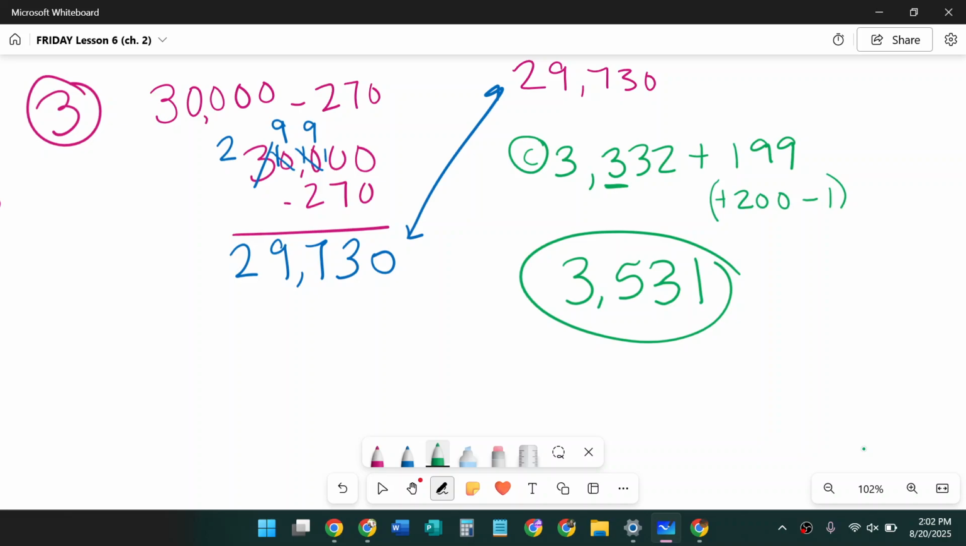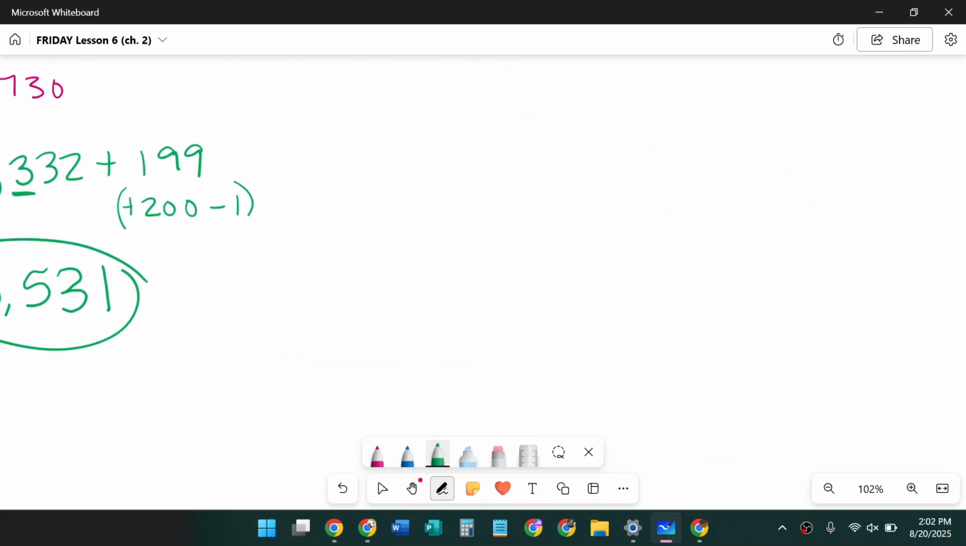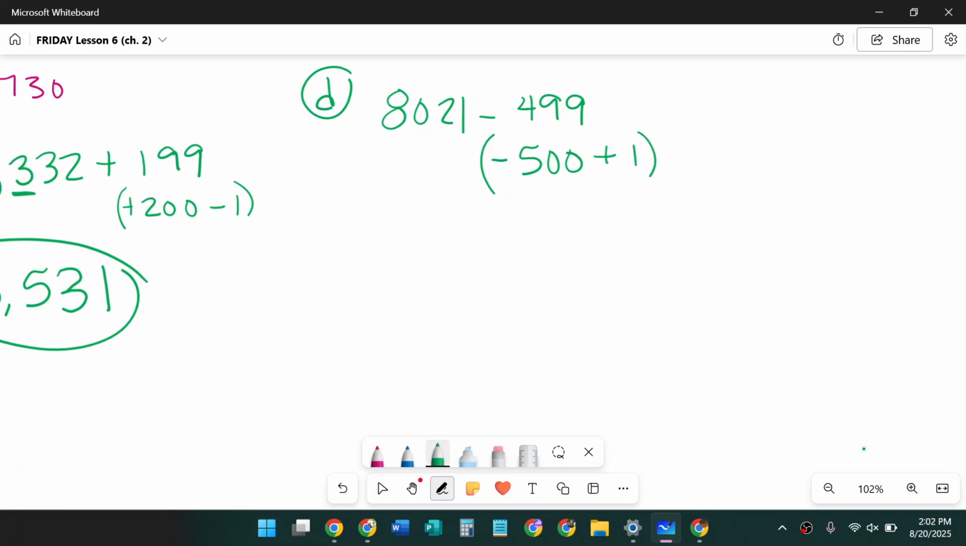All right, let's see if there's another kind of interesting one like that. Okay, so D, we're still in number 3. D has 8,021 minus 499. Now with this one, we can kind of do the same thing. We can subtract 500, which is too much, so we can add back 1.